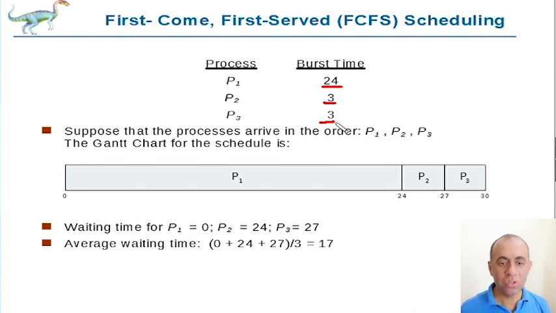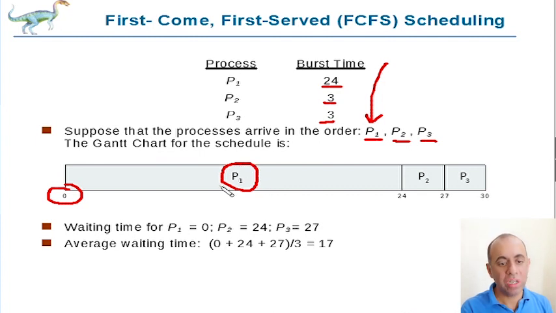This is known beforehand. They are not sent to the CPU right now, but beforehand we know how much time they want to stay in the CPU. So suppose the processes arrive in order: P1 first, P2 second, P3 third. How are we going to send them to the CPU? We select the first one out of these three and send it to the CPU. So at time 0, the first process that arrived, P1, was sent to the CPU.